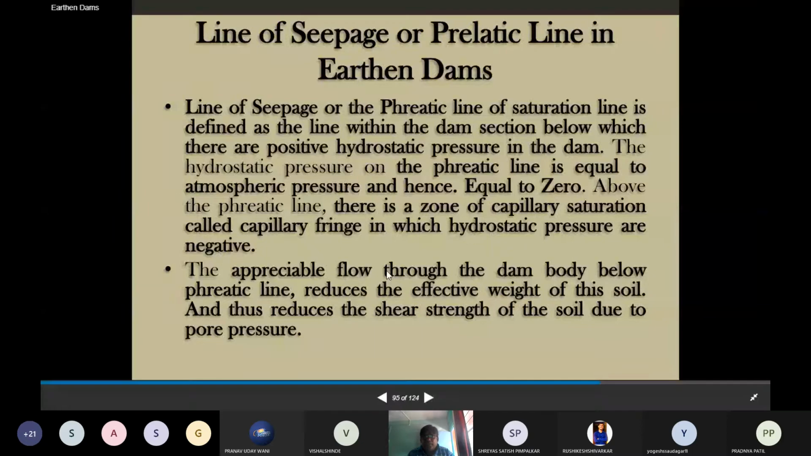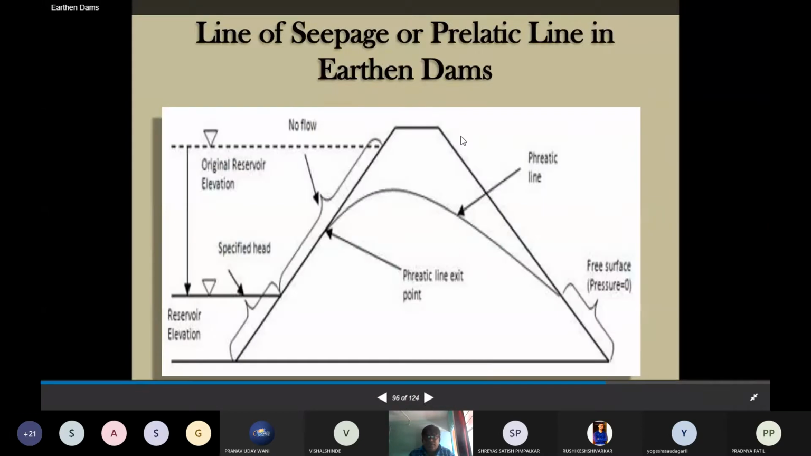So the appreciable flow through the dam body below the phreatic line reduces the effective weight of the soils. You know, once it is submerged, the effective weight of this dam gets reduced, thus reducing the shear strength of the soil due to the pore water pressure. So see the diagram, line of the seepage.